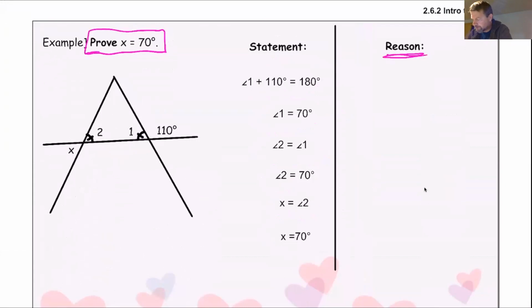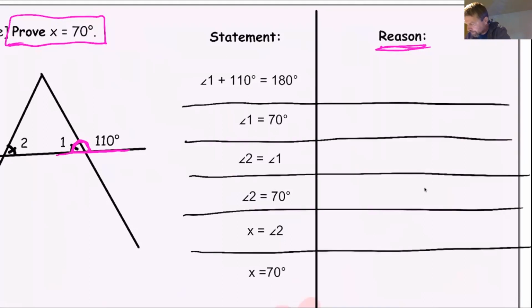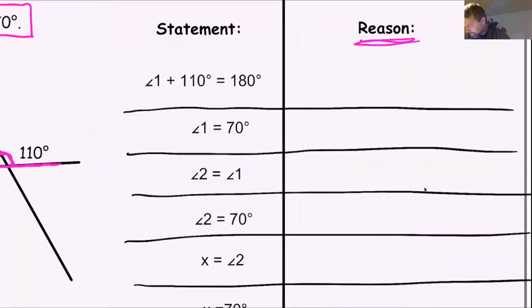So our very first statement was that I knew angle 1 plus 110 equals 180. I knew these angles together, when I added them together, were 180. But I've got to give a reason for why I know that's true. So how do I know those two angles add up to 180? Well, because they're a linear pair. They form a line. So that's going to be the reason. In a proof, you state what you know, and then you give a reason for why you know it's true. The reason I know that is true is because linear pairs sum to 180 degrees.